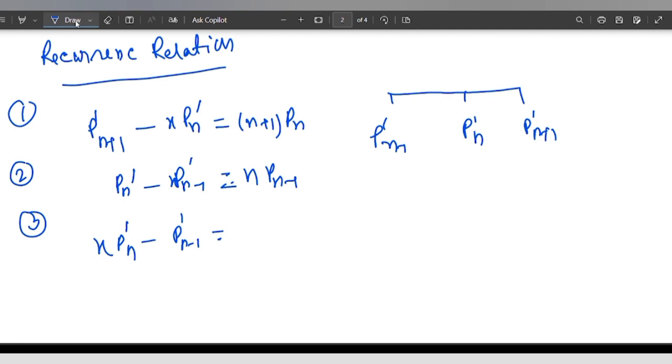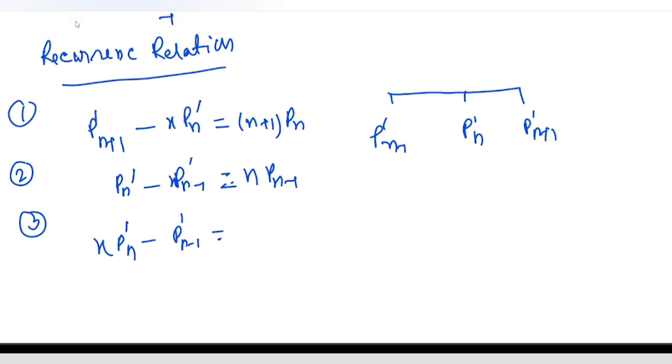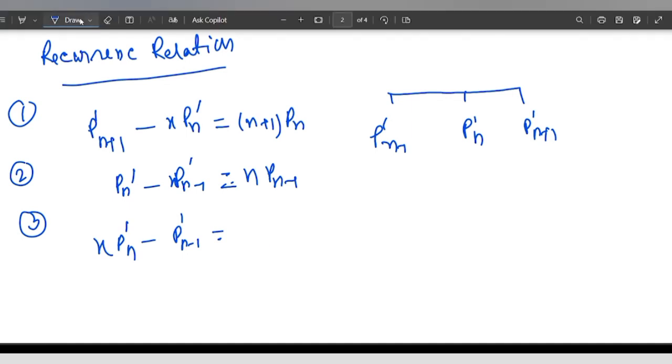First we draw which is the largest polynomial. Here this is the largest polynomial, so first we write p of n. What is the power of the largest polynomial? Here the power of the largest polynomial is n, so we write n, and the x is multiplied with the polynomial p n dash, so then we write n p of n.